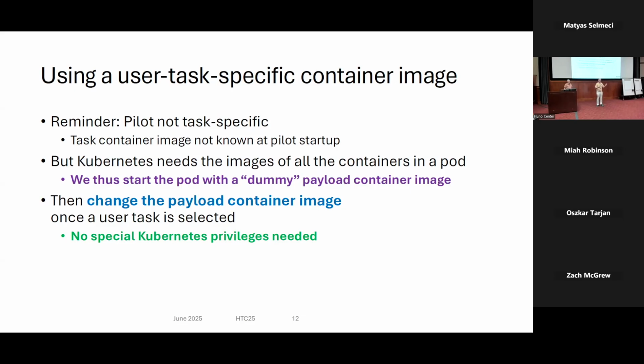Then, the moment I know what the payload container is supposed to be, I ask Kubernetes to replace the container image of the second container and restart that container. Since, I don't know, 6 months or maybe a year, it's a standard feature in Kubernetes that can be done. It's not a privileged operation, so there is no reason not to do it. So all you need is a service credential that you ask Kubernetes for at pod creation. Make sure only the pilot container can use it and not the payload.